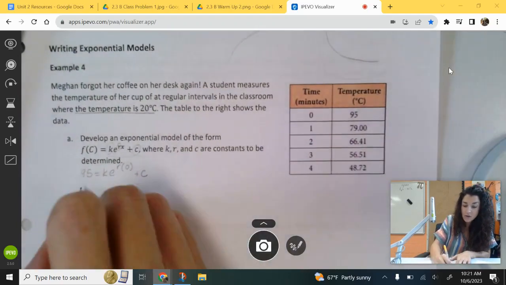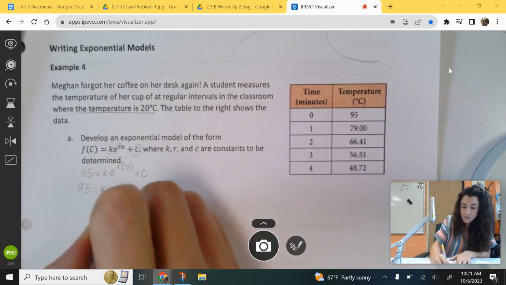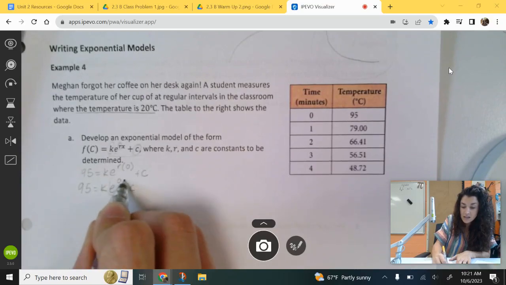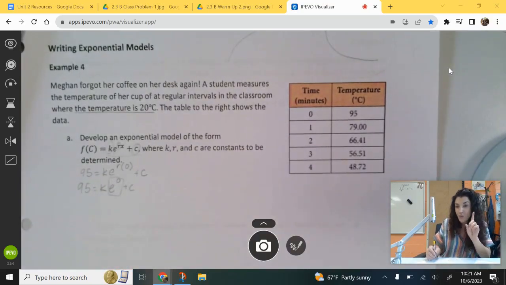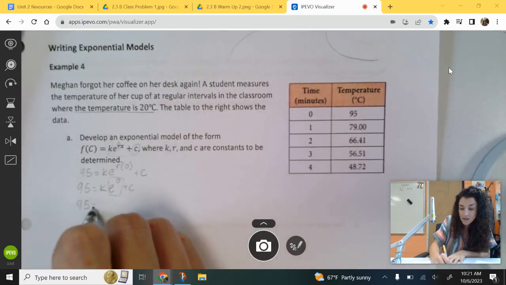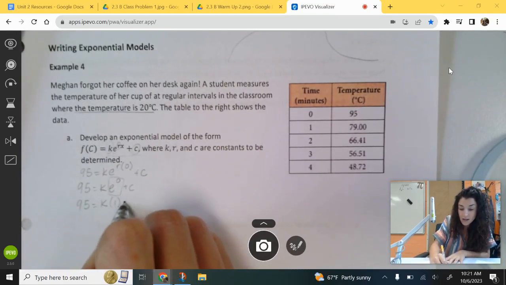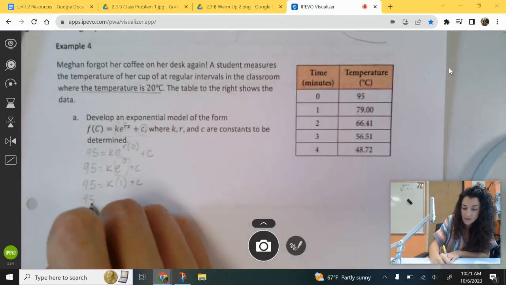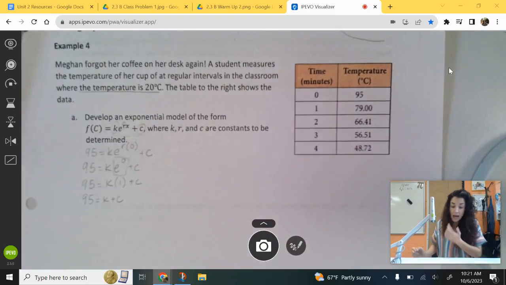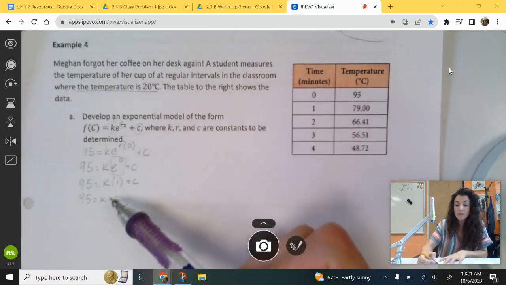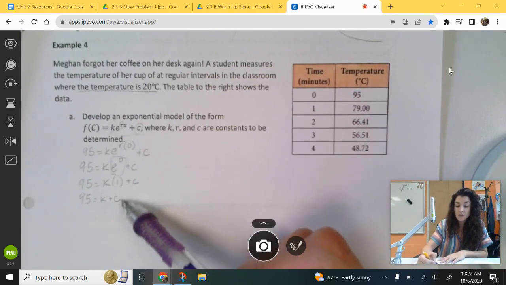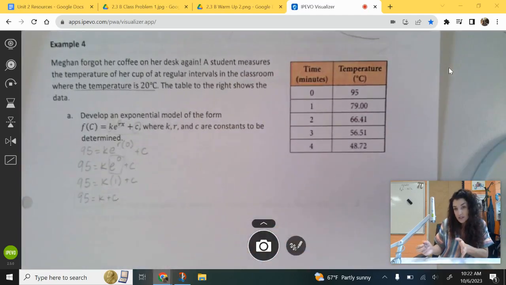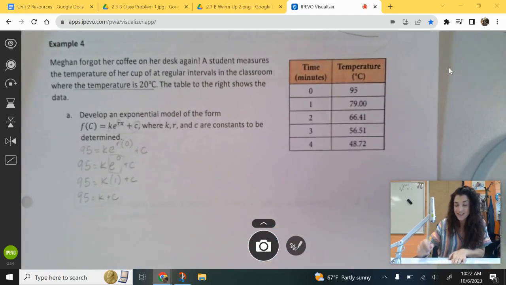We can simplify this down. r times 0 is 0. And then anything to the 0 power is just 1, right? So that's 95 equals k times 1, which is just k, right? So, okay, we've plugged in the point (0, 95), and that's awesome. We were able to simplify it down to be able to have an equation that involves k and c, which is nice. Now, here's where things get tricky.